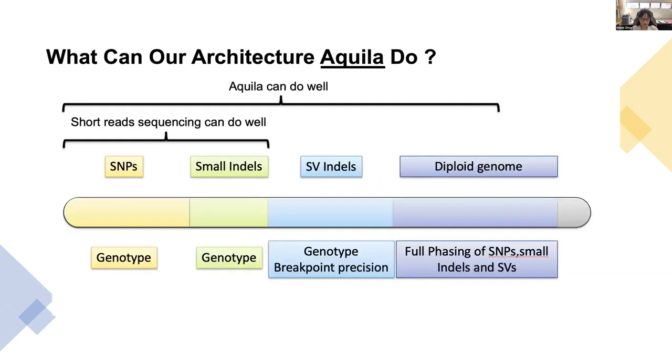Okay, so in the paper we did a lot of benchmarks, using a lot of different sequencing libraries and comparing different tools, for example assembly tools, variation tools, and phasing tools. Basically, what we show is that compared to short reads, which do well on SNPs and small indels, Aquila can do well on not just small variations, we can do good SVs and indels, and we can generate these diploid genomes. We can do very good breakpoint precision. We can provide users full phasing of SNPs, small indels and SVs.